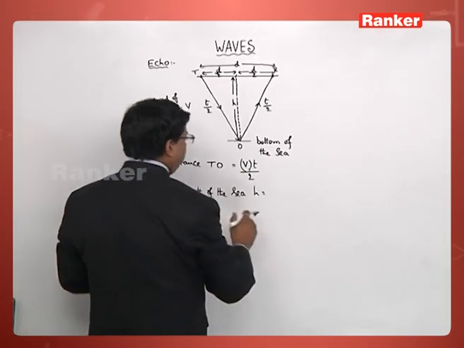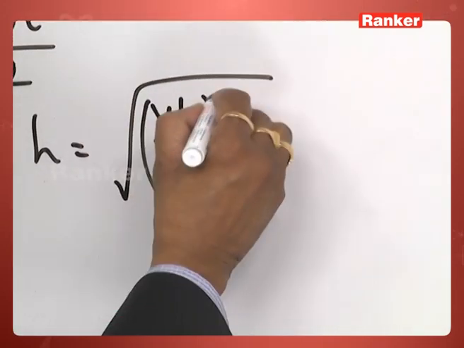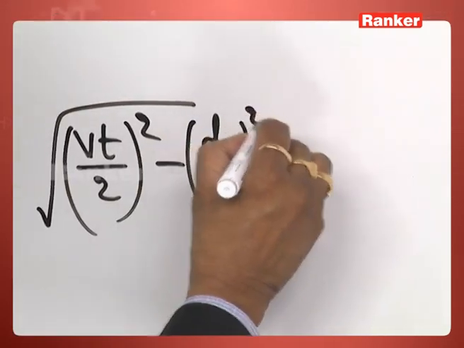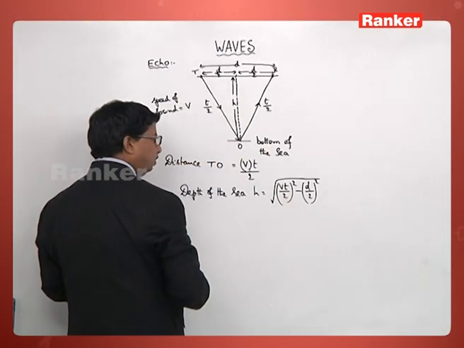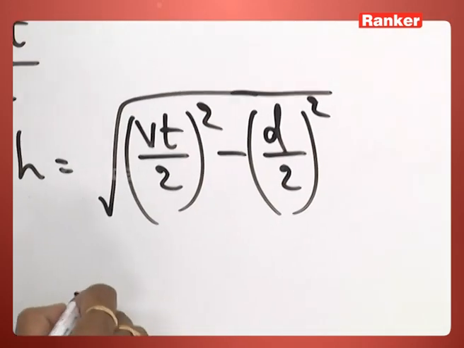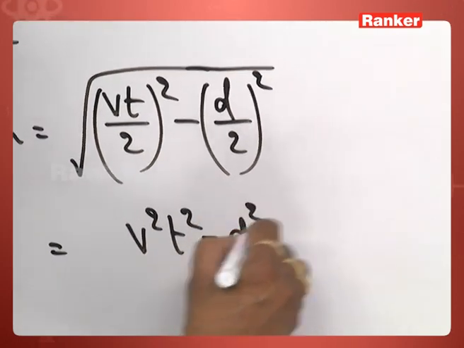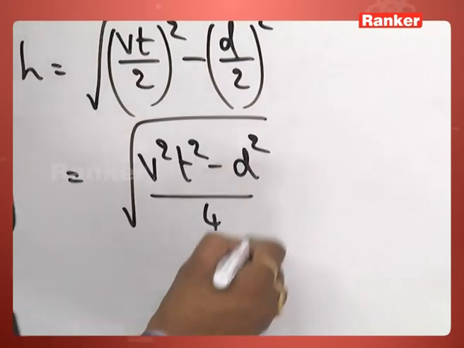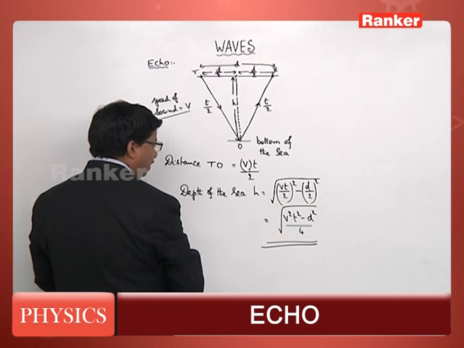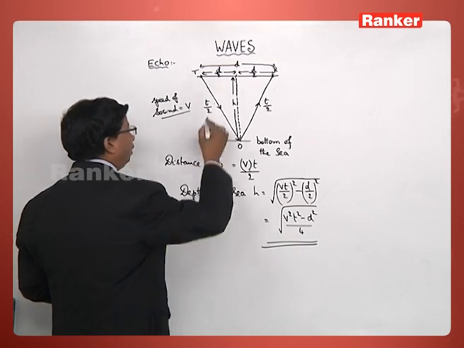So h can now be written as root over (Vt by 2) whole square minus (d by 2) whole square, applying Pythagoras theorem. So what one can write in this particular case? You can write the same equation this way: h = under root of (v square t square minus d square) by 4. Out of that one, v is the speed of sound, we know, and d is the distance between the transmitter and receiver. That is the point we have to understand.